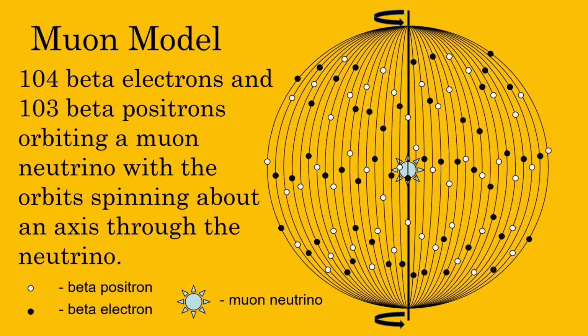The resulting muon might look something like this. The alternating black and white dots are the beta positrons and electrons. The particle in the center is the muon neutrino. Only half of the beta particles are shown because the other half are on the hidden side of the model.